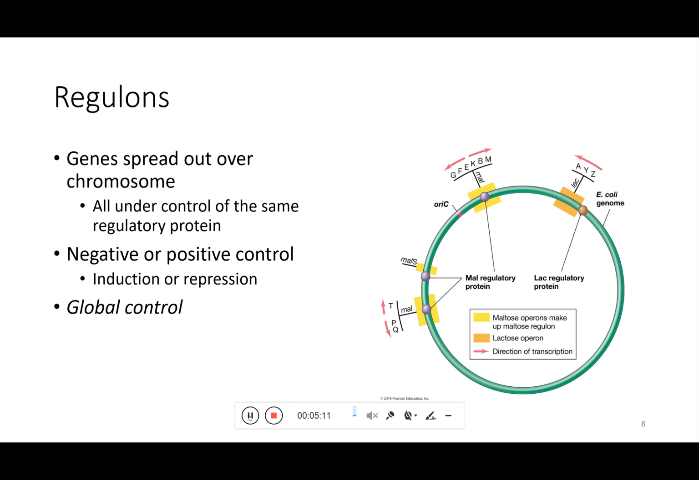When we have multiple genes and multiple operons under control of the same regulatory region, we call that a regulon. So the regulon is all controlled by the same regulatory proteins, the same sigma factors. This can either be a negative or positive control. It can be turning on or turning off. But it is a global control mechanism that will activate genes throughout the chromosome that are all important for a particular function of this cell.